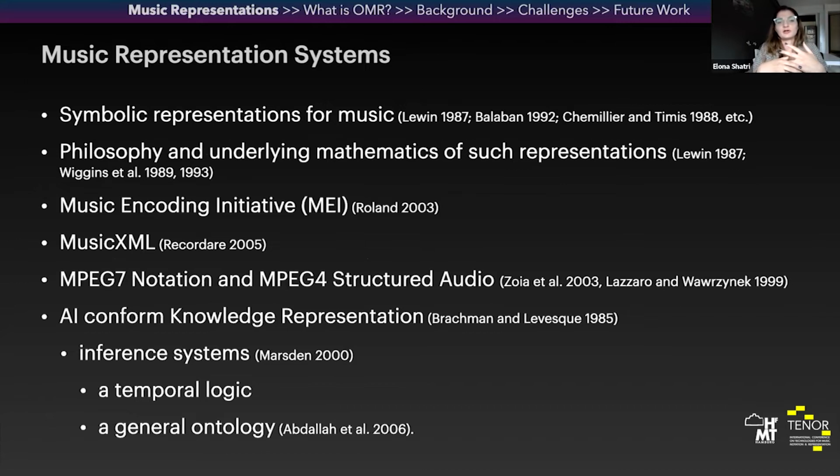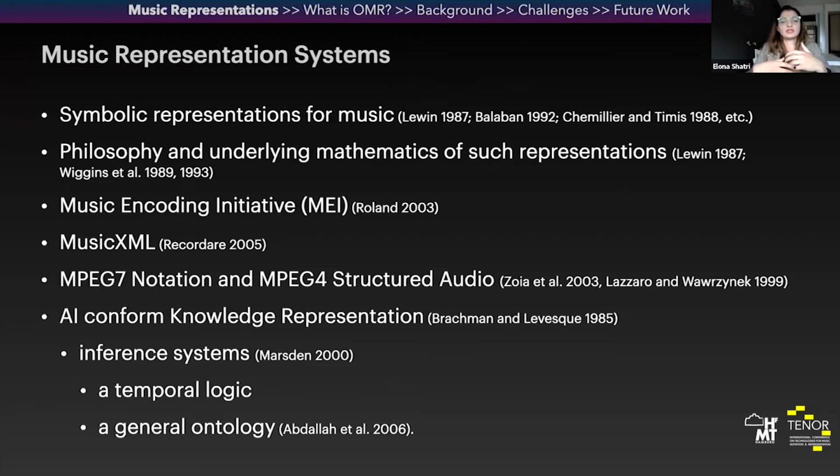In the late 80s and the early 90s, there were several attempts to produce symbolic representations of music, and there was also some research in the philosophy and the mathematics underlying this representation. However, no consensus was achieved on the appropriate features for music representations. In the early 2000s, more systems came to light. These representation models did capture a lot of music features such as staff notations, but also missed a lot of it as well, some more difficult features.